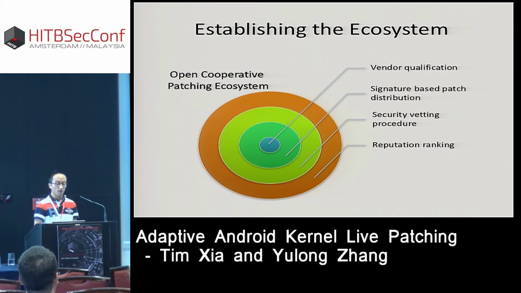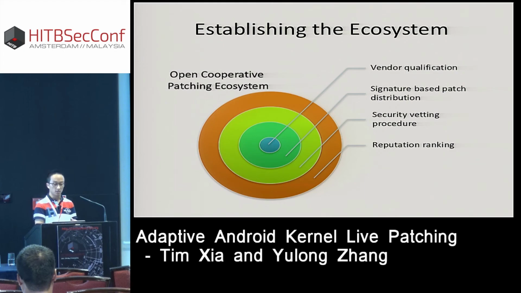So in a nutshell, the ecosystem will look like this. At the core is, of course, the vendor qualification. Not everyone can contribute the kernel patch because kernel patches are quite sensitive. If anyone can contribute a live patch, that would be a disaster because everyone can plant backdoors or new vulnerabilities into the kernel. So we have to do qualification. Only the vendors with good reputation, with good size, with good history can contribute the live patches.